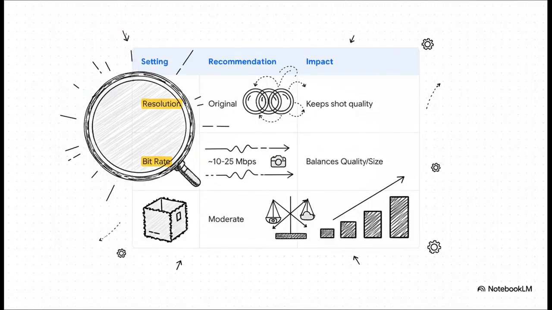All right, the final step, exporting your masterpiece. The key here is finding the right balance. You definitely want to keep your resolution set to original so it stays sharp. For the bitrate, anywhere from 10 to 25 megabits per second is the sweet spot. That gives you fantastic quality without creating a gigantic file that takes forever to upload.